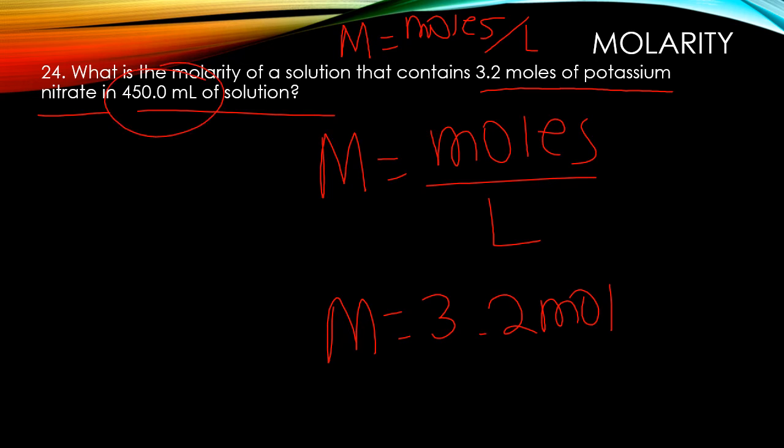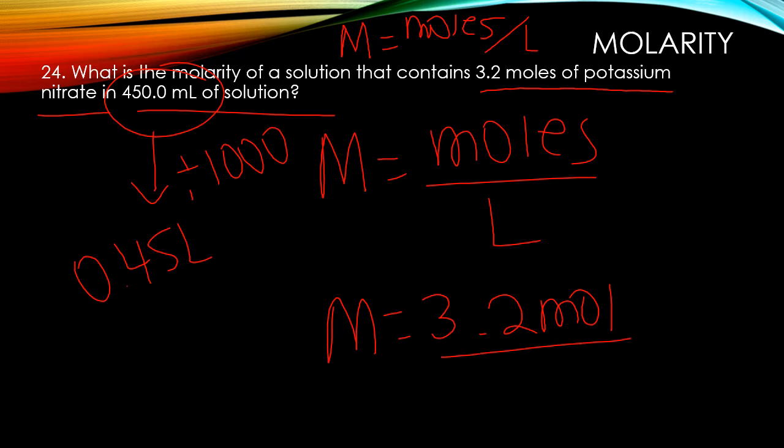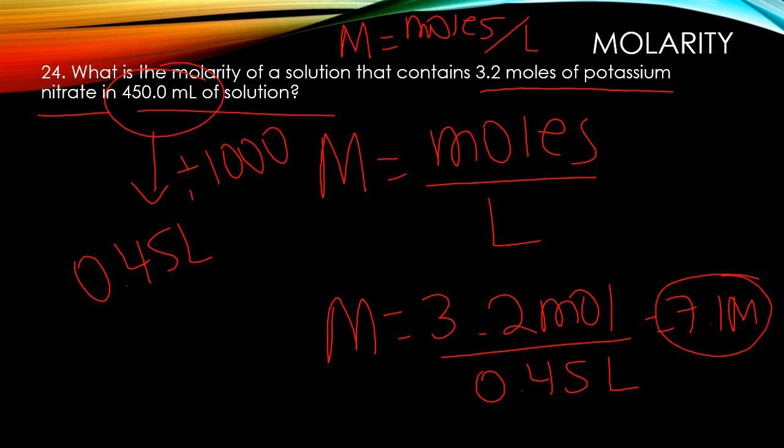but this 450 milliliters has to get changed to liters. You do that by dividing by 1,000, which gives 0.45 liters. And then we can plug that in. And that molarity would be 7.1. That's 3.2 divided by 0.45.